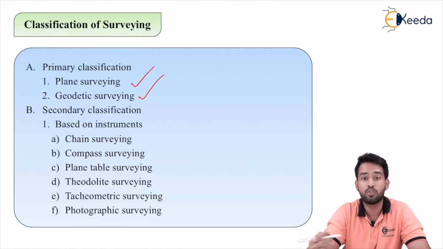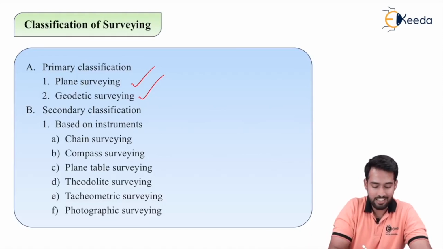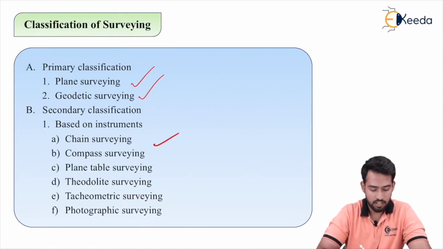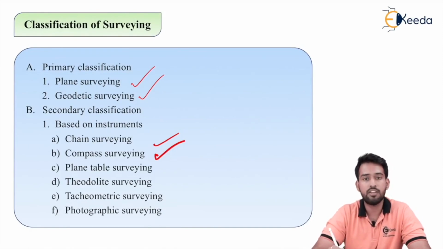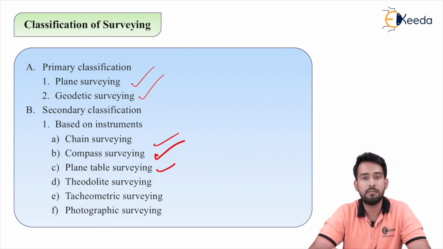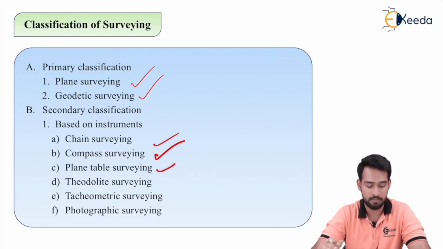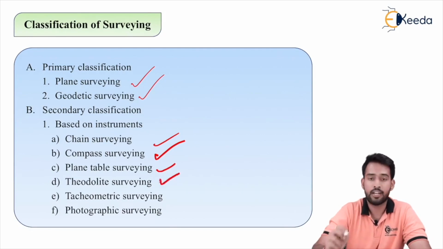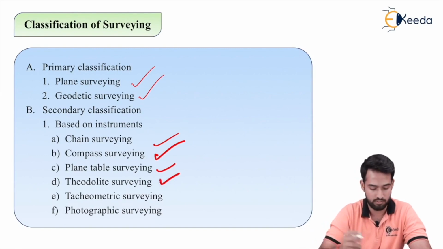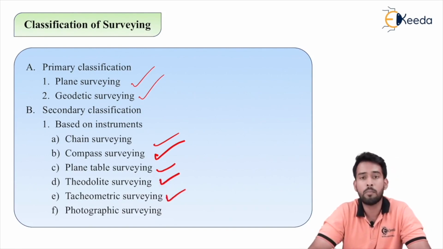First is based on instruments, the instruments we are using for surveying. First is chain survey, which is generally used for linear measurement. Next is your compass survey. Compass survey is used for angular measurements. Next, plane table surveying. Plane table surveying is the simplest method, which is used for angular as well as linear measurement. Next, theodolite survey. Theodolite surveying will give you more accuracy and is used for horizontal as well as angular survey. Then comes echometric survey.